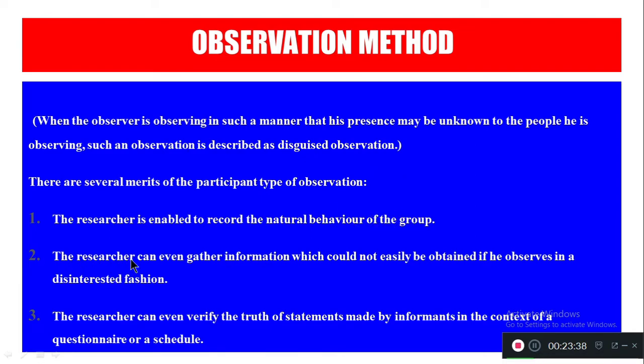The second one is that the researcher can gather information which could not be easily obtained if the observer were disinterested. For example, if I'm not coming to the mess and I'm staying outside the mess, then I cannot get the proper information on what food you are eating, how the food is served, whether the mess area is clean or not. So when we participate with the sample, then we can get all the information. The third merit or advantage is that the researcher can even verify the truth of statements.